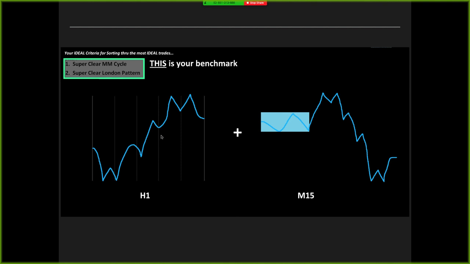Because the market makers aren't in every pair all the time, all day, every day. They have certain targets and goals that they have to meet. They have certain quotas that they want to get done. They have different pairs that they're in, but it's not all the pairs all the time. So look for pairs that have this cycle showing, and then you'll be able to better determine what trades are best to take setups for, right? Your ideal criteria for sorting through the most ideal trades are going to be the ones where you can see a super clear pattern or a cycle like this, okay?